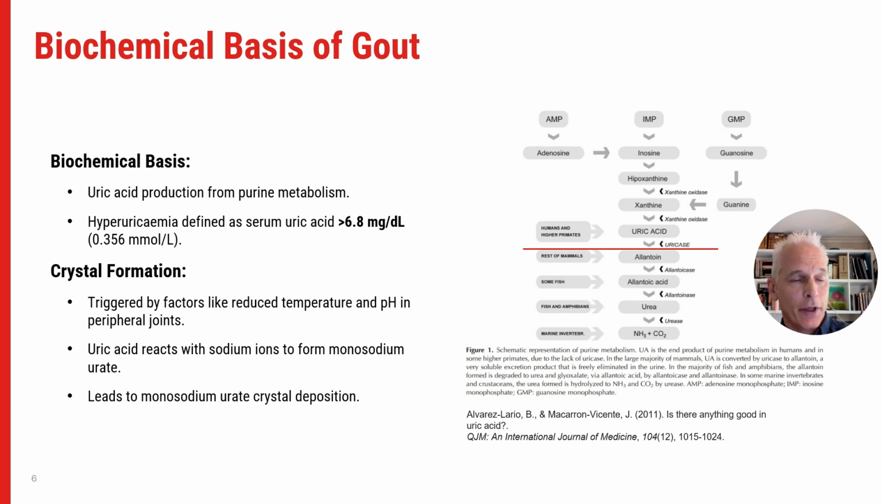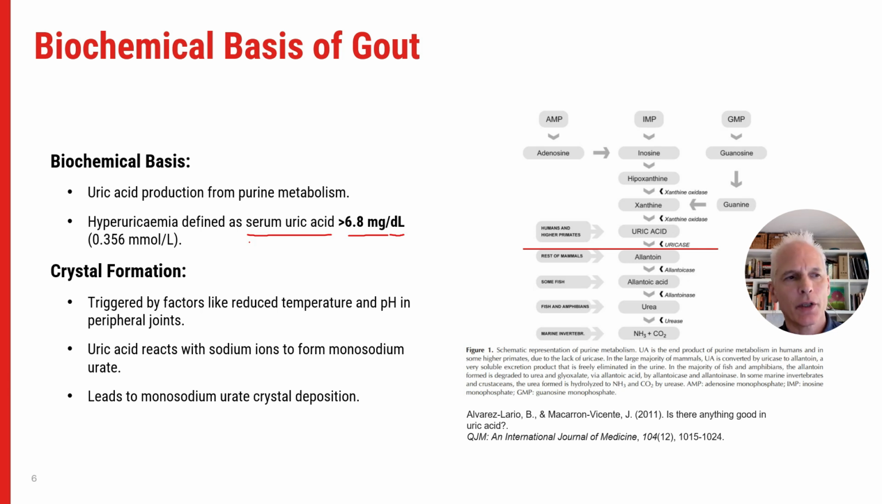So we're going to go on a little further into the biochemistry of this. Uric acid, as I've said before, comes from purine metabolism. Hyperuricemia, basically when you have too much uric acid, is defined as serum uric acid levels greater than 6.8 milligrams per deciliter. You can convert this to 0.356 millimoles per litre. It's useful to be aware of these numbers when it comes to diagnosis and choosing medications. So let's talk about crystal formation.